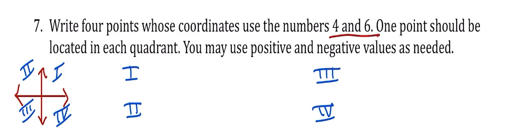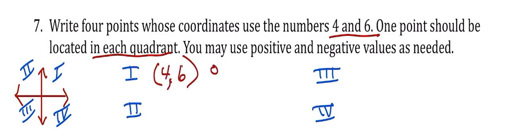So we are only going to use the numbers 4 and 6, and we have to make sure that we have 1 point located in each quadrant. So let's start with quadrant 1. If we're in quadrant 1, both the x and the y coordinate have to be positive. So we could either do 4, 6, or we could make the 6 the x coordinate and the 4 the y coordinate. Either way, we're in quadrant 1.